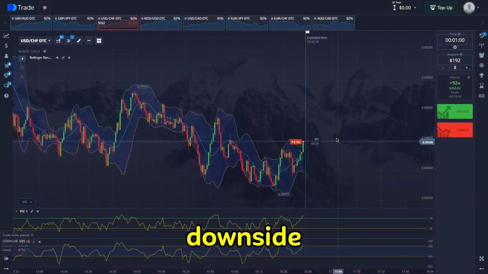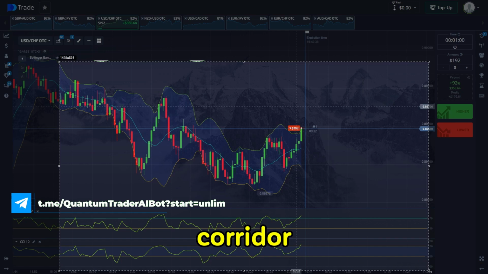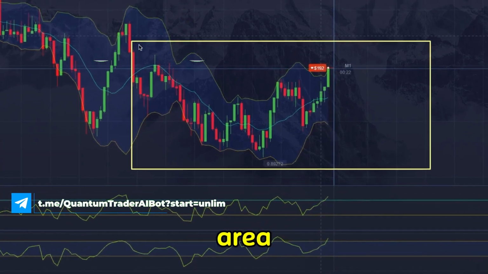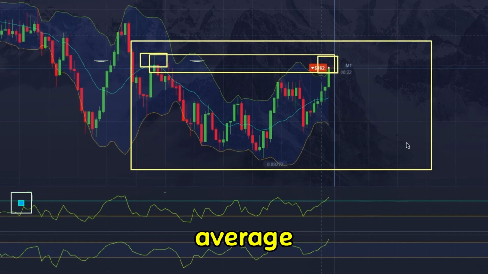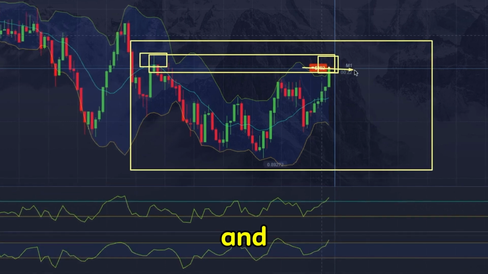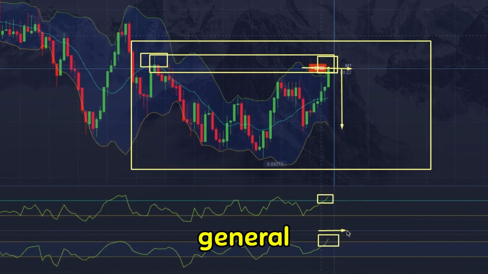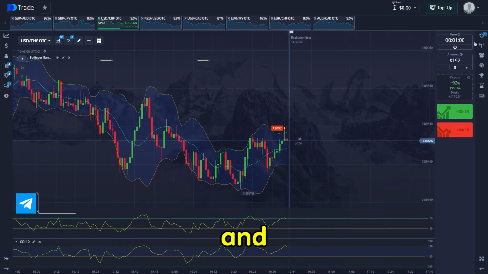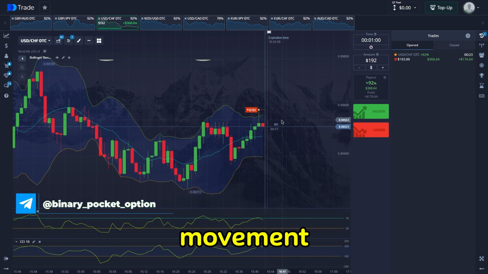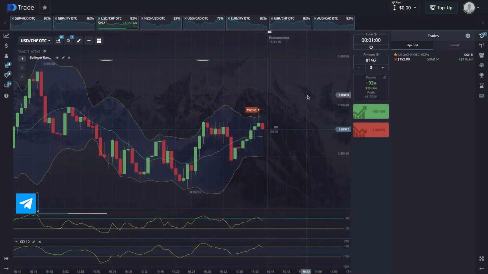Let's open a downside deal here. It's also a good entry point. We can highlight this price corridor, highlight its resistance area, touch it, form a new local maximum, then touch the upper moving average of our channel indicator. And I want the exit to happen from the overbought area on our two oscillators. In general, the principle of entering a deal was exactly the same, and you can already see the result of the movement. Let's watch the completion of the deal.